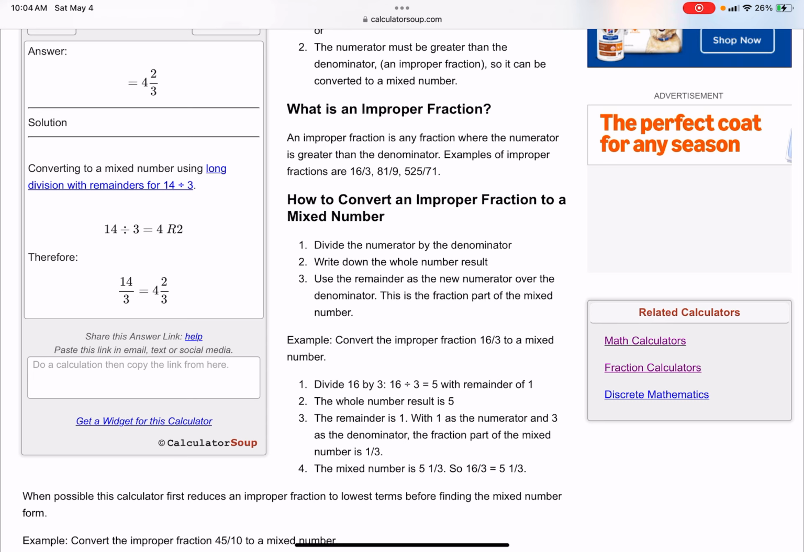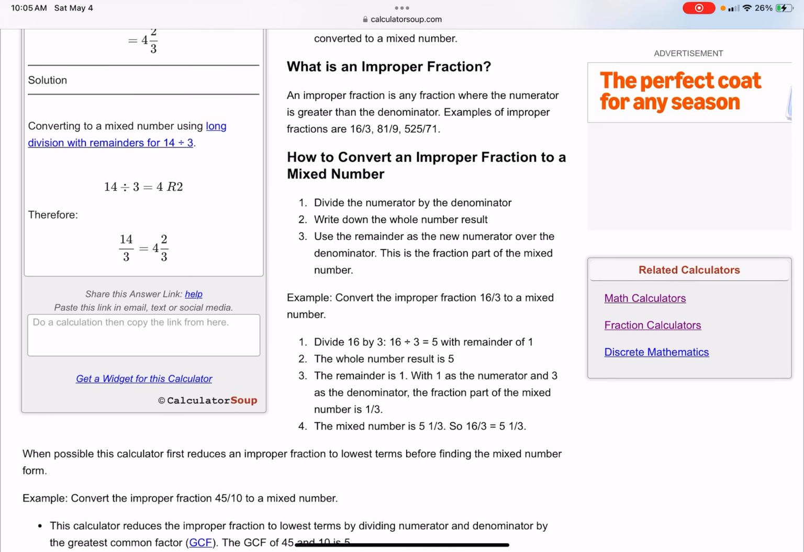You have to divide by 3. 16 divided by 3 is 5 with a remainder of 1. With a calculator, it's going to be 5 R 1. The whole number result will be 5. The remainder is 1. With 1 as the numerator and 3 as the denominator, the fraction part of the mixed number is 1/3. The mixed number will be 5 1/3, so 16/3 is 5 1/3.